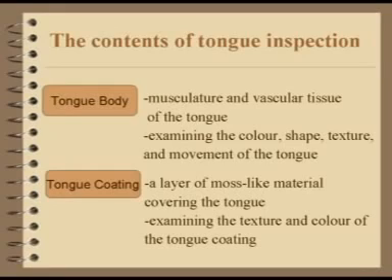Tongue coating is a layer of moss-like material covering the surface of the tongue. Inspection of the tongue coating includes examination of the texture and color of it. Pathologically, tongue coating reflects the location and nature of diseases, as well as the condition of healthy qi.